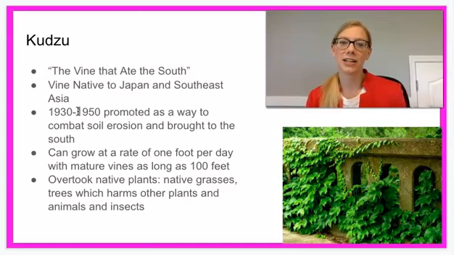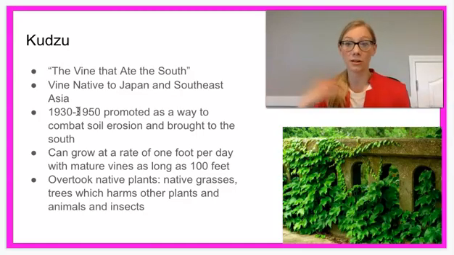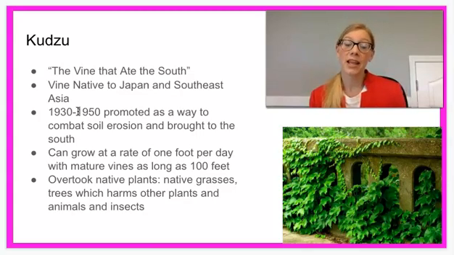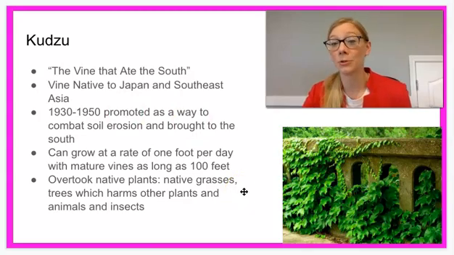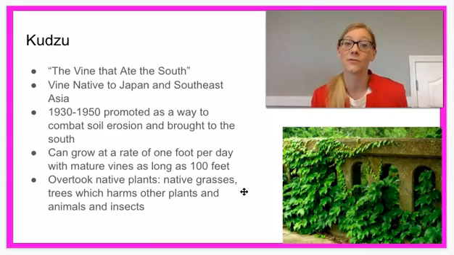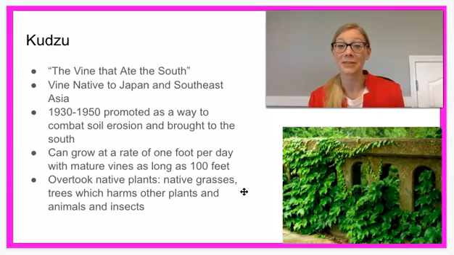But in 1930 to 1950, we started bringing it over, and it got promoted as a way to combat soil erosion. And so we brought it to the South, basically to try and keep the land where it is. Well, what happens is it grows really, really fast. When it's mature, it can grow up to 1 foot per day on mature vines, and it can grow as long as 100 feet. So it grows fast, and it can really take over.